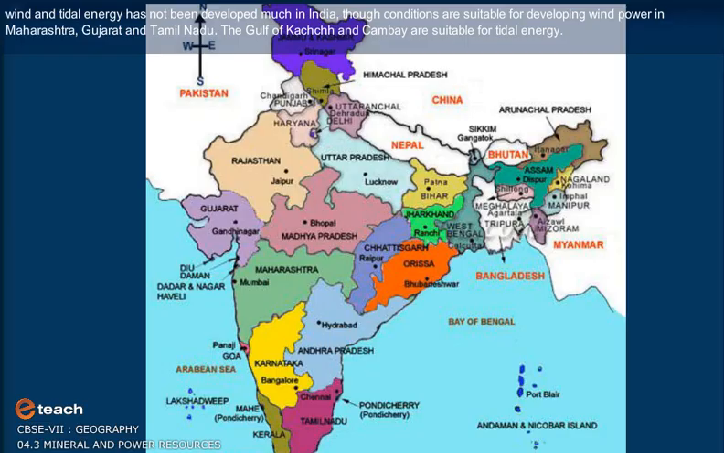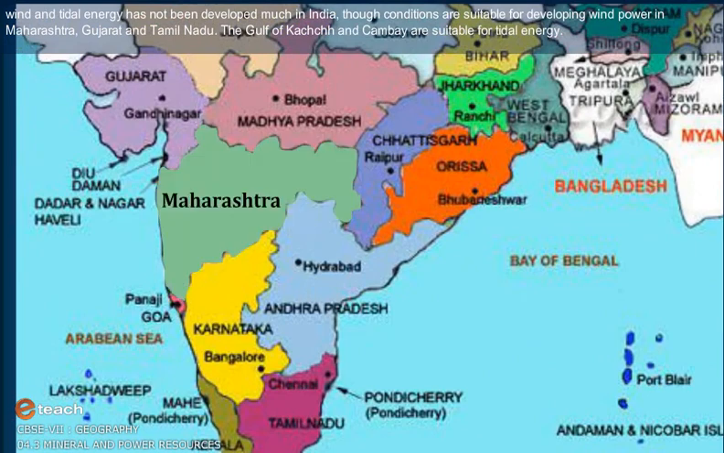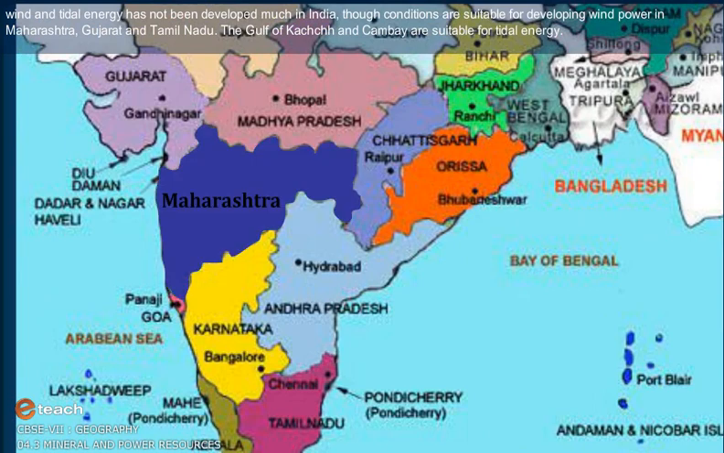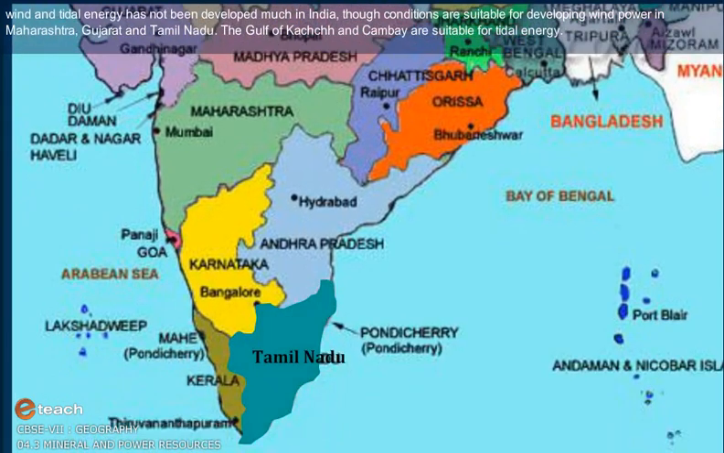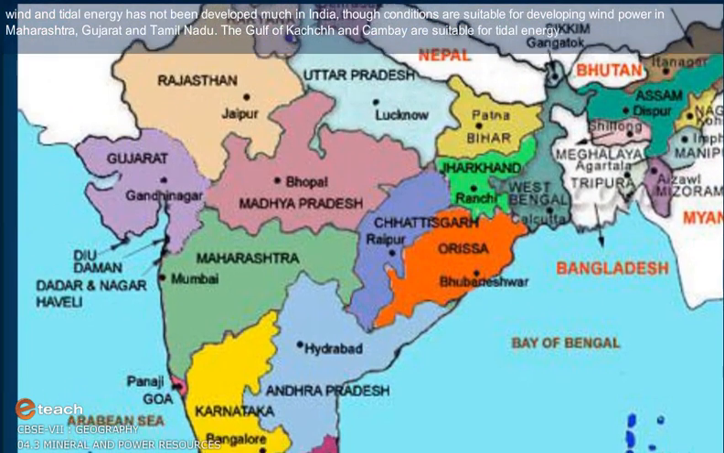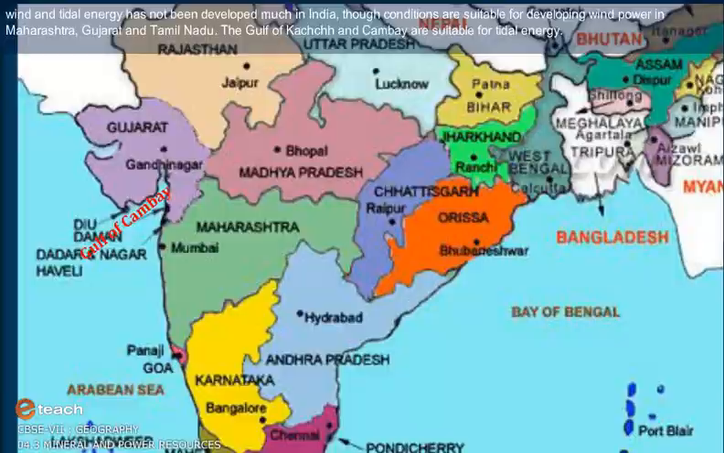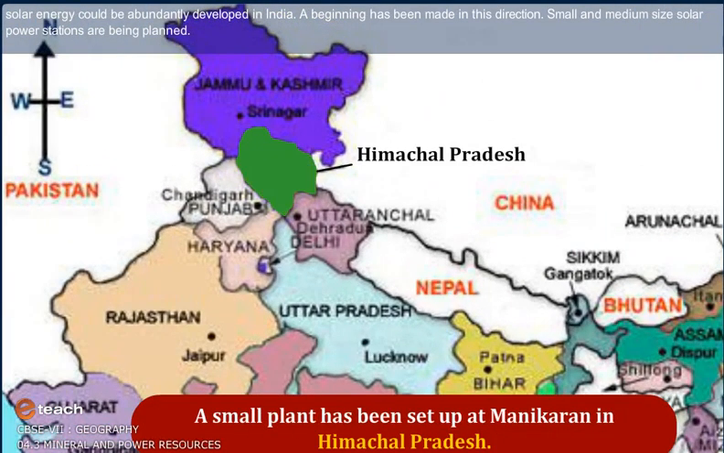Wind and tidal energy has not been developed much in India, though conditions are suitable for developing wind power in Maharashtra, Gujarat and Tamil Nadu. The Gulf of Kutch and Cambay are suitable for tidal energy. Solar energy could be abundantly developed in India. A beginning has been made in this direction. Small and medium-sized solar power stations are being planned.